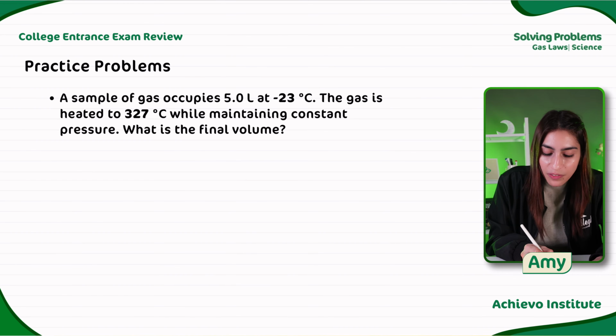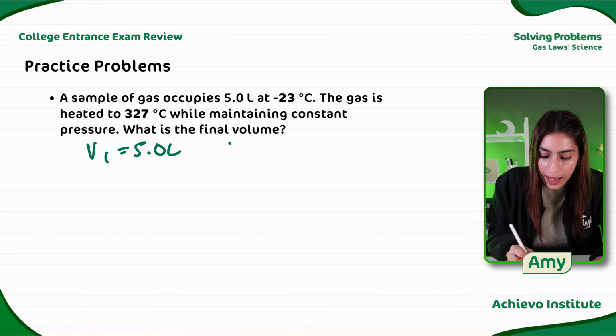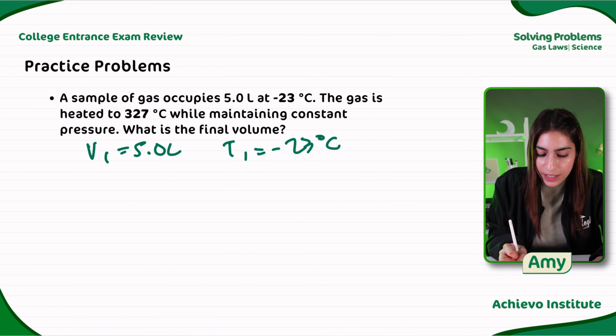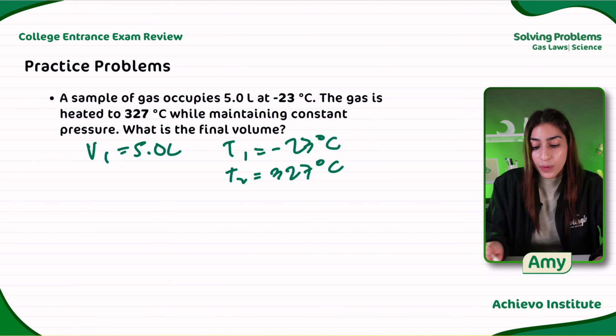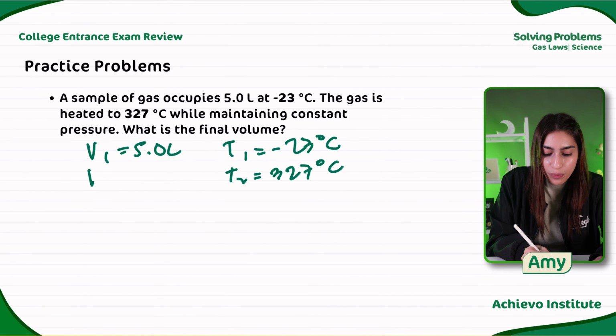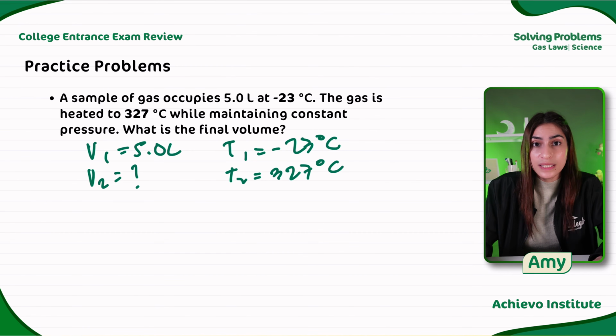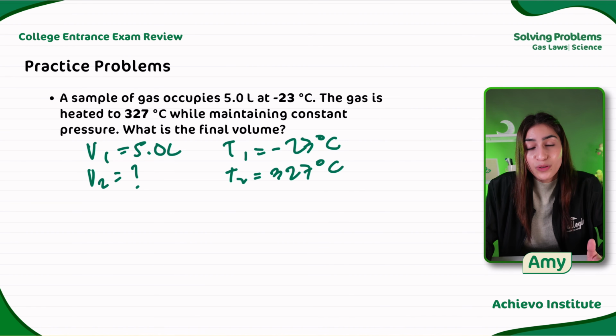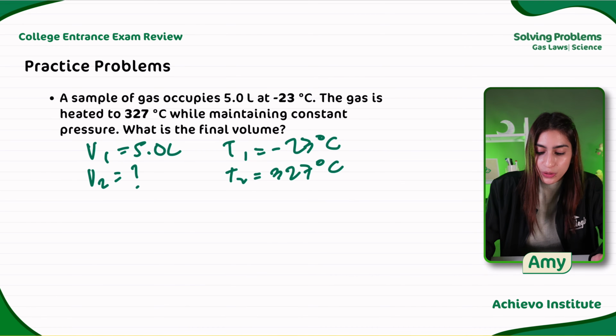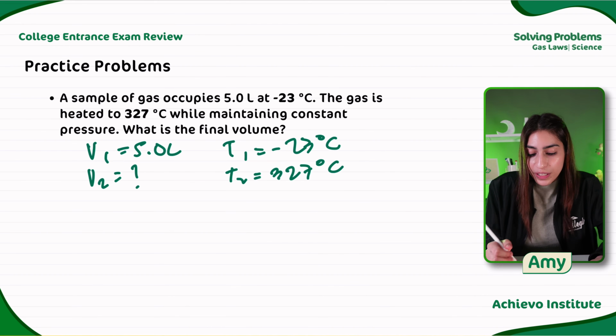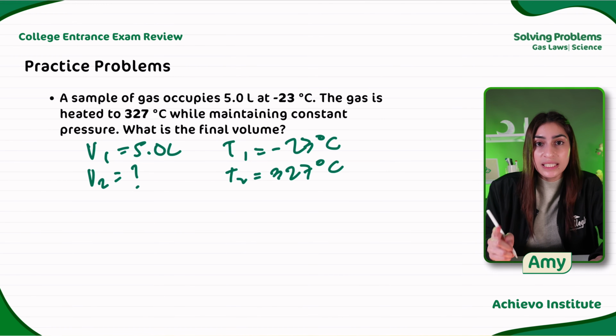It says here, a sample of gas occupies 5 liters at negative 23 degrees Celsius. This gas is heated to 327 degrees Celsius while maintaining a constant pressure. What is our final volume? Since our pressure is constant, we will be using Charles' law. For this problem, it's very important to note that the temperature we use must be in Kelvin. So we have to convert Celsius to Kelvin. To convert Celsius to Kelvin, we just add 273 to the Celsius that we have.